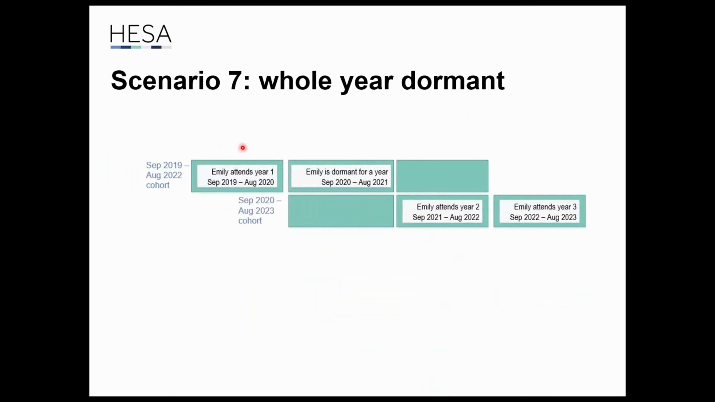Emily is going to start her course in year 1. Everything goes fine for Emily in year 1. Then in her second year she goes dormant for whatever reason. She decides to come back a year later, and she moves on to the next cohort of students because she's skipped a whole year of study. She joins the next cohort and carries on with year 2 and then year 3 fine. So it's this bit in the middle where she's dormant for a whole year and isn't actually studying at the provider.